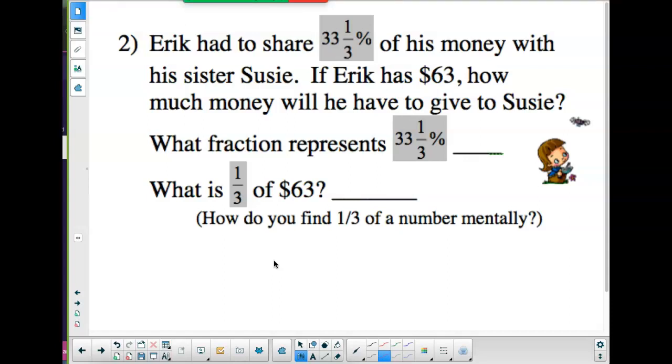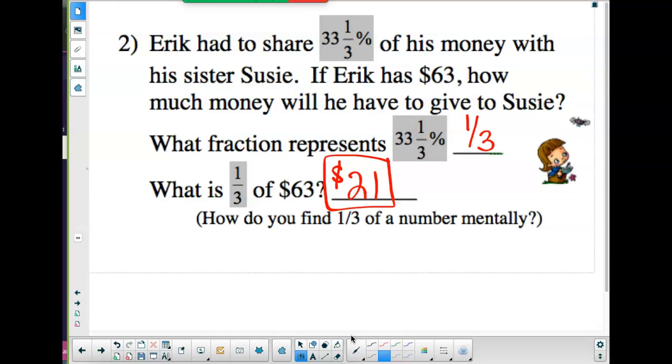Okay, if Eric has $63, how much money will he have to give to Susie? What fraction represents 33 1/3%? What fraction is that? Lily? 1/3. Right? So what is 1/3 of 63? And again, you guys, this is an easy one to do in our head. 63 divided by 3. 3 goes into 6 2 times. 3 goes into 3 1 time. So it would be $21. So he would have to give his sister $21.